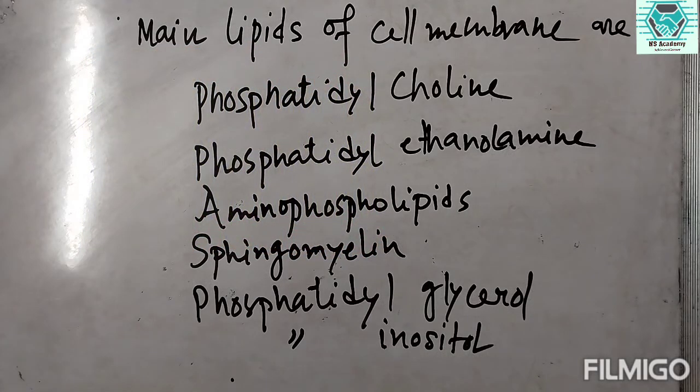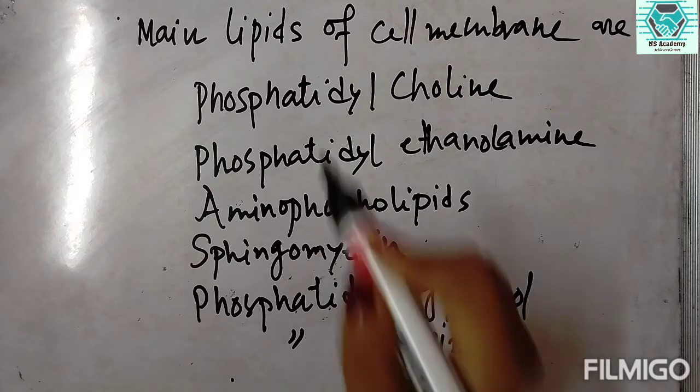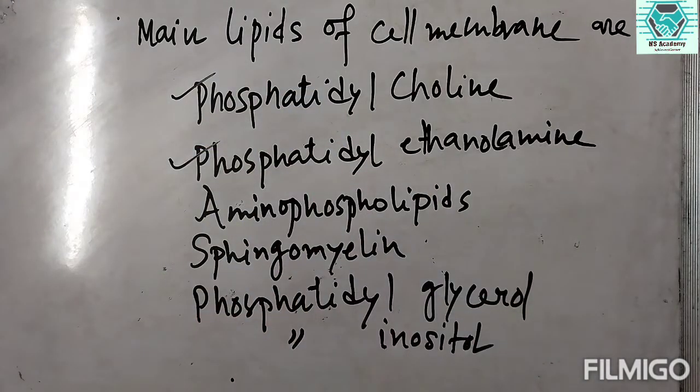The main lipids of the cell membrane are phosphatidylcholine, phosphatidylethanolamine, aminophospholipid, sphingomyelin, phosphatidylglycerol and phosphatidylinositol. These are the major lipids present in the cell membrane.